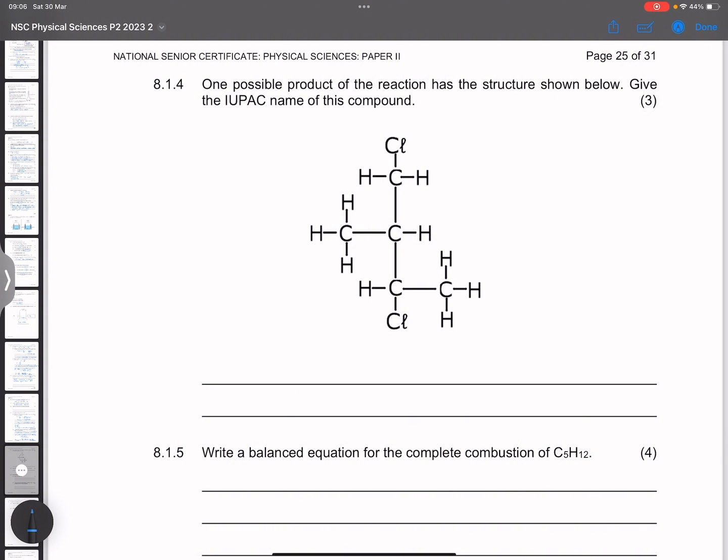They say one possible product of the reaction has the structure shown below. Give the IUPAC name of this compound. All right, so first of all, I want you to note the longest chain is this guy over here. Our chlorine is at carbon number 1 and carbon number 4, and we've got a methyl there. So this would be 1,2 dichloro. No, not 1,2, rather 1,4. No, it's actually 1,3. Sorry. That's carbon number 1, 2, 3, and 4. Sorry about that. So that's 1,4 dichloro. Please don't forget the hyphen.